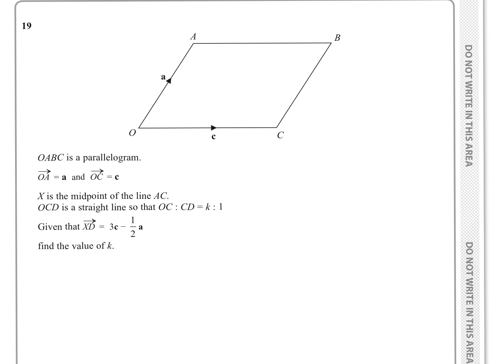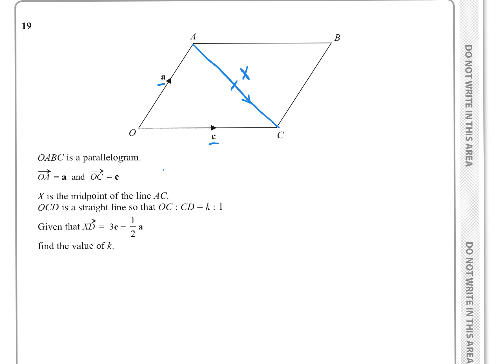Question 19. It says that OABC is a parallelogram, and we're given that OA is a and OC is c. I can't do my vectors in bold, so I'm just going to underline these. And so it says X is the midpoint of the line AC. So if I want to go from A to C as a vector, it's saying the midpoint of this is X.